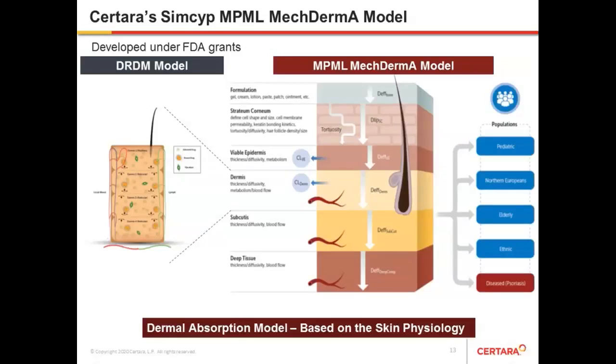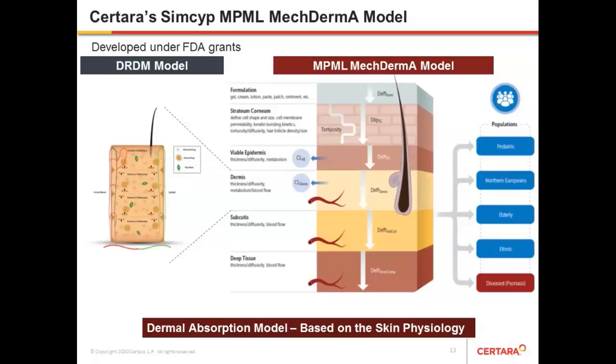So the model which I have in mind and would like to describe in a bit more detail is a model which we developed internally at Certara, Simcyp, starting a couple of years ago. The model is called MPML, which stands for multi-phase, multi-layer MechDermA model. It is a mechanistic model which describes the permeation of the drug through the human skin. The model consists of multiple elements and allows precise assessment of the changing concentration as the drug permeates down from the surface of the skin to the blood, to the systemic circulation.